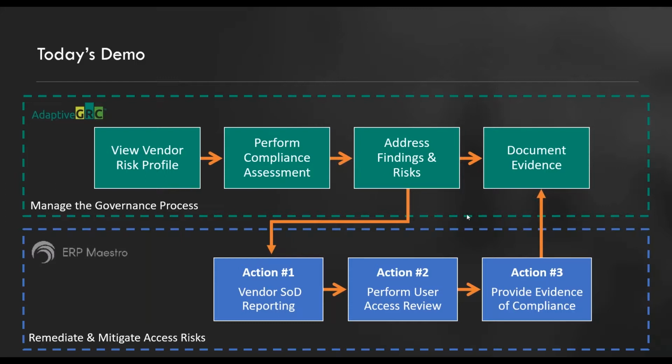So yes, as Lucas said, now that we know what risks are present and we have specific findings we need to address, we'll move over to the ERP Maestro side to get more insight and get to a point where we can remediate some of these findings. To start with, we'll go down the path of reporting on some segregation of duty risks of the vendors for an organization, and then we'll perform a user access review, which will be a more comprehensive recertification of access.